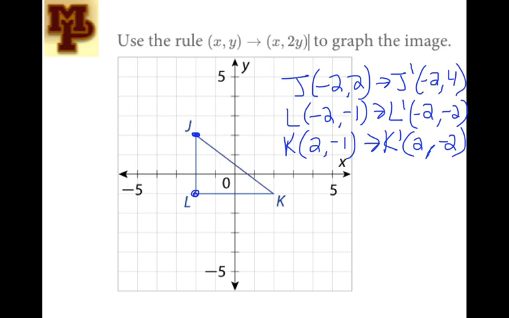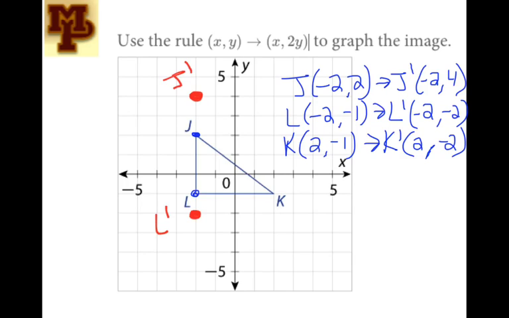Alright, so let's plot those new ones. So we got negative 2, 4, so that would be here, and that is j prime. Then we got L prime, which is negative 2, negative 2, so that's this one.